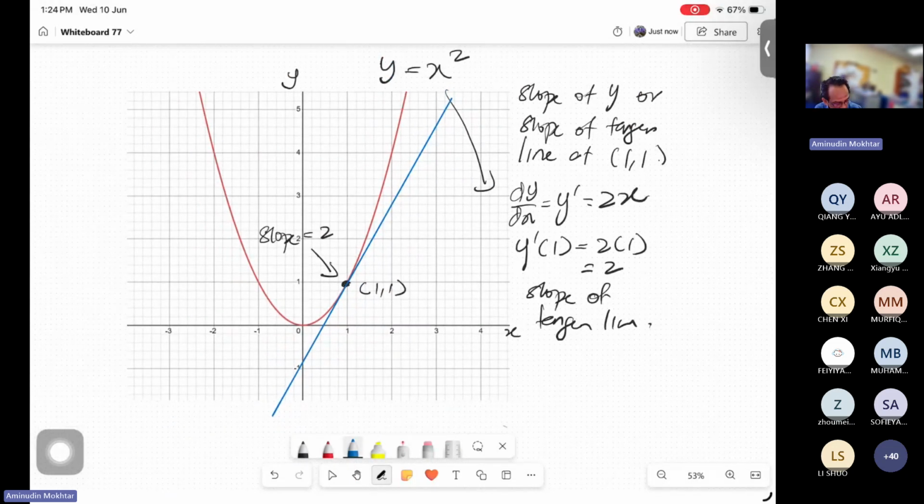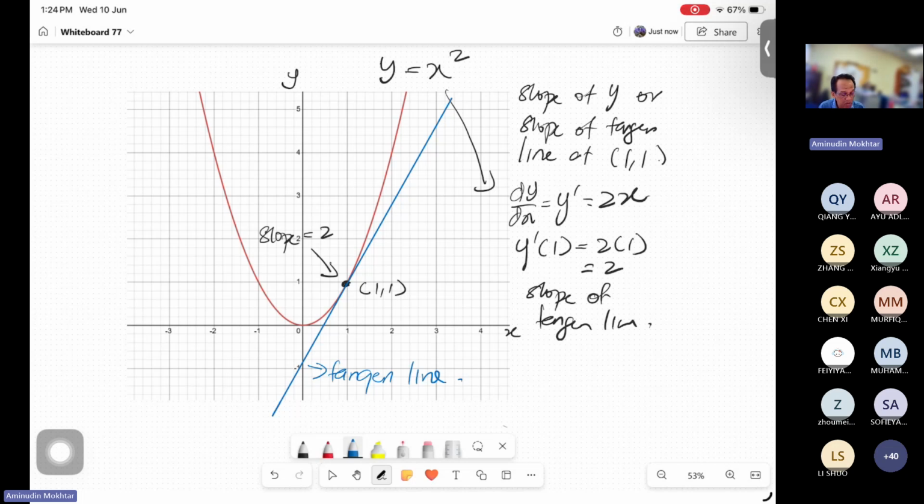We call this a tangent line. What is a tangent line? A tangent line is a straight, linear line that touches the curve at one point. That line has one tangent point with the curve y equals x squared. The tangent point occurs when x equals 1 and y equals 1. At that point, the slope of the curve and the slope of the tangent line are equal.